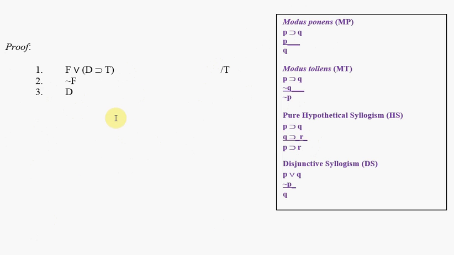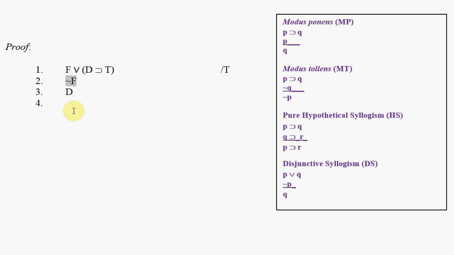So now we start by asking ourselves, okay, well, which rules will apply here? Notice that we have a disjunction in line 1. And so we have to ask ourselves, which rule involves a disjunction? The only rule that involves a disjunction is P or Q. So we know that we are pretty much going to be using the disjunctive syllogism. Well then that means that our P is our F, our Q is our whole other disjunct over here on the right, which is the if D then T. And then we have our not P as our not F.